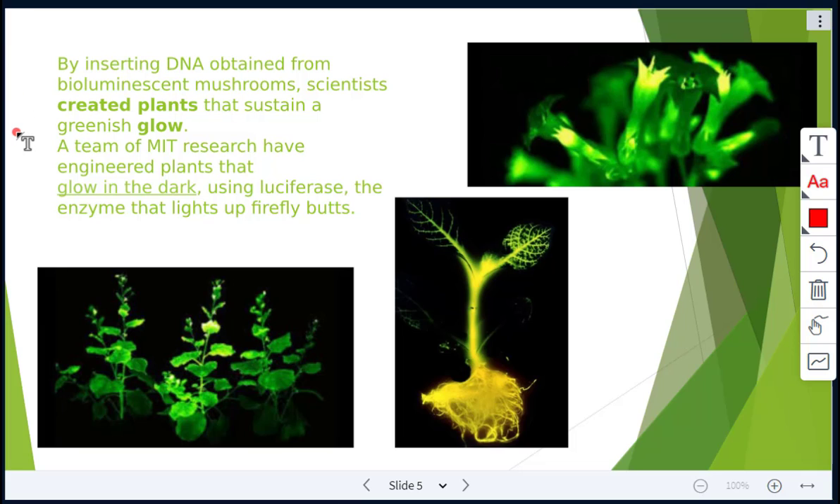So what was done, a team of MIT researchers, they've engineered plants that glow in the dark using luciferase. Luciferase is an enzyme that they took from fireflies. So fireflies are able to light up basically their butts. They're able to light them up and glow in the dark. So scientists were able to take that gene from fireflies and insert it into plants, and now you have these plants that can glow.